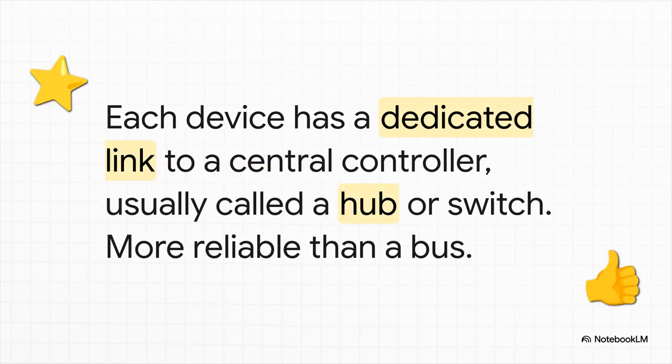So a much more reliable and common design is the star topology. In this setup, every single device connects to a central point, like a hub or a switch. Think of a town square with all the streets radiating out from the center. The advantage here is pretty obvious. If one road gets blocked, all the other roads can still reach the town square. It's just way more robust.